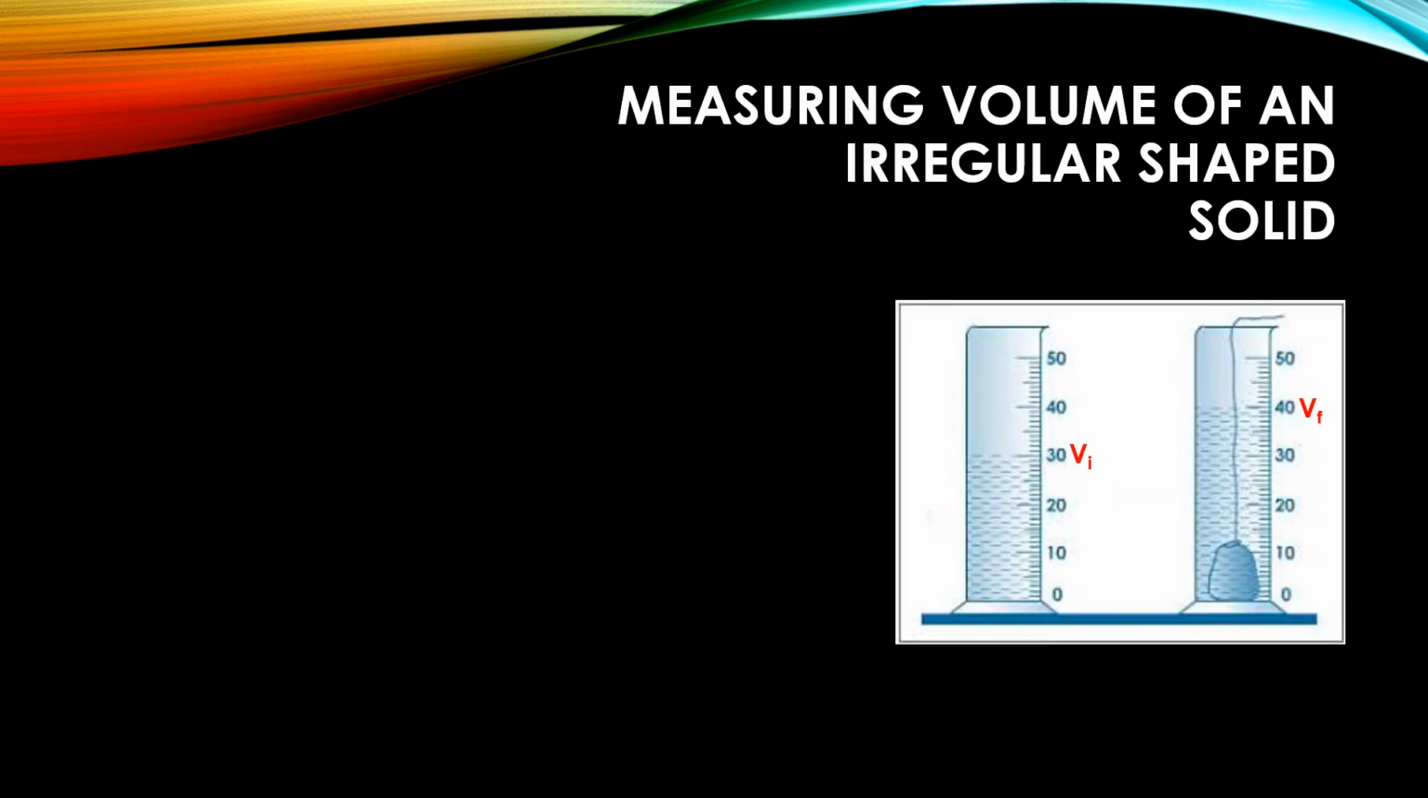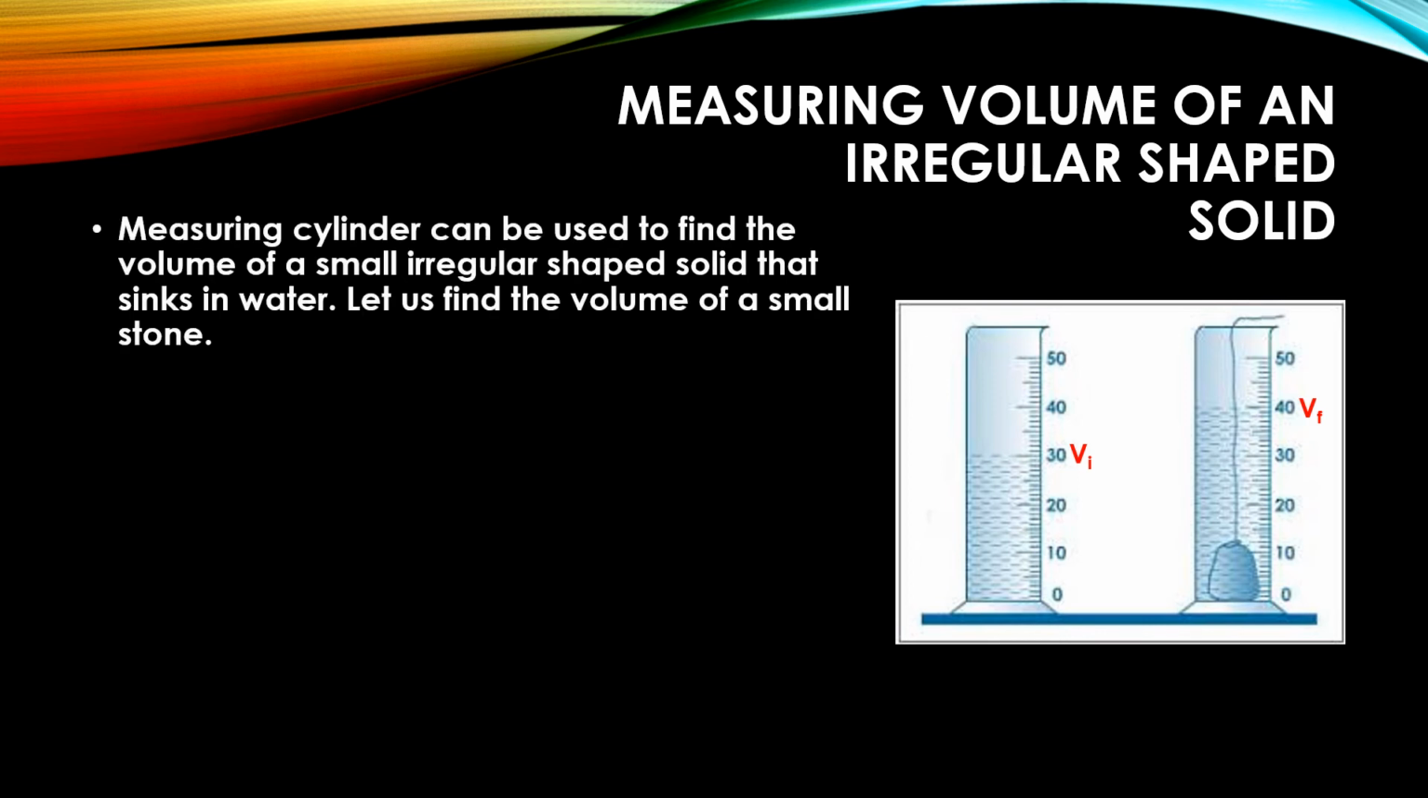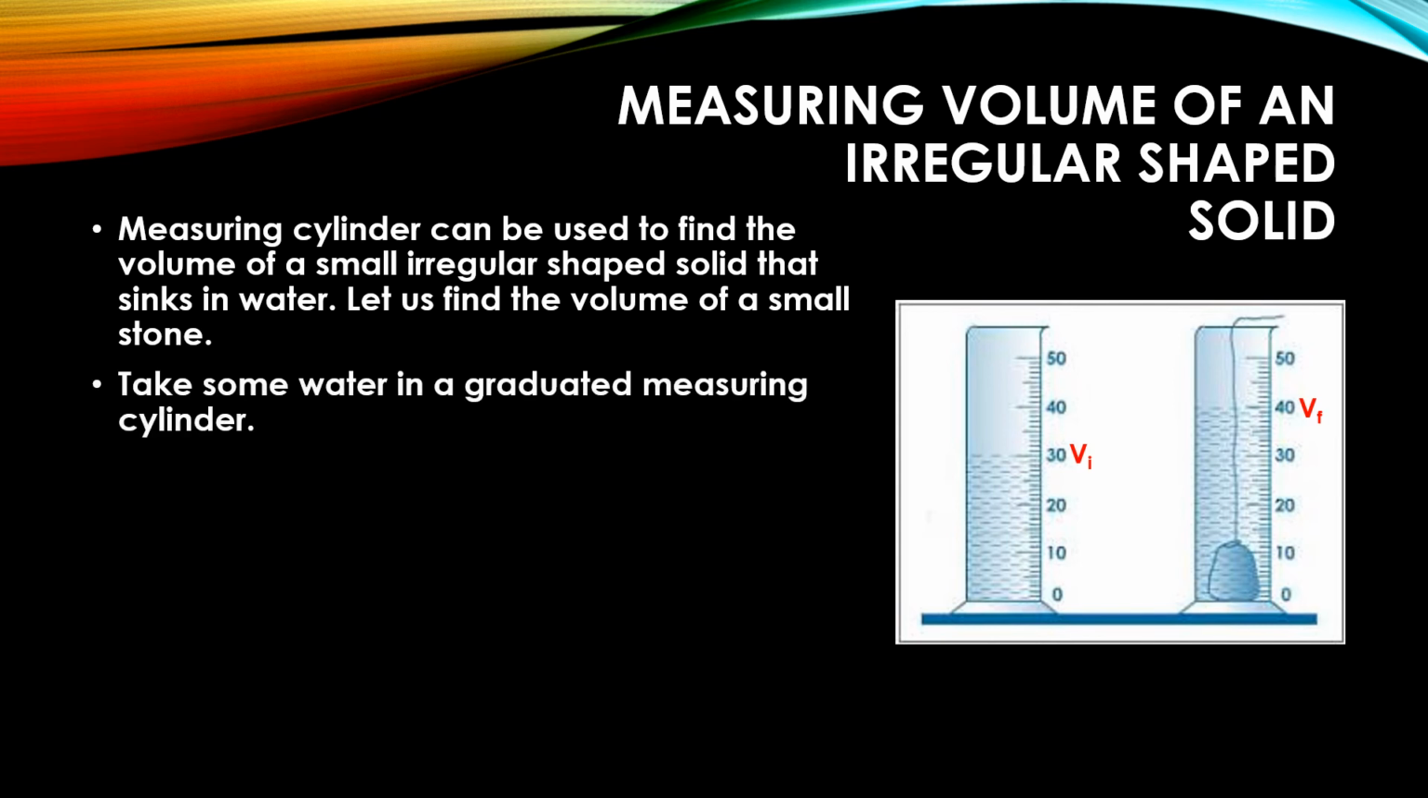Now we will study how we can use a measuring cylinder to measure the volume of an irregular shaped solid. A measuring cylinder can be used to find the volume of a small irregular shaped solid that sinks in water. Let us find the volume of a small stone. Take some water in a graduated measuring cylinder. Graduated means there must be a scale on it.